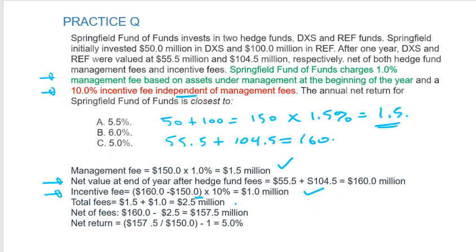So our total fees was 2.5 million. Therefore, for the return net of fees, we've got a management fee of 1.5 million, an incentive fee of 1 million. We have assets at the end of the year of 160 million minus our 2.5 million, we get 157.5 million.